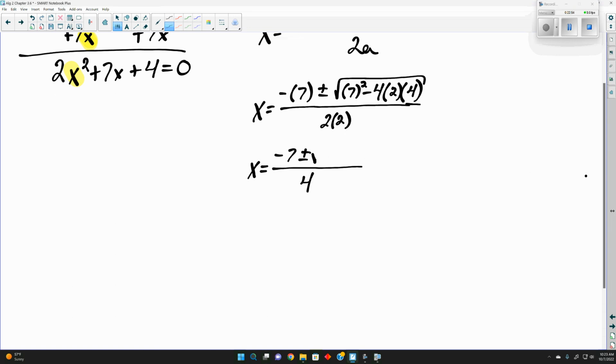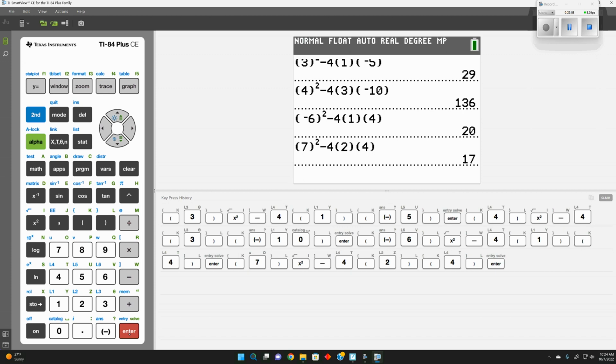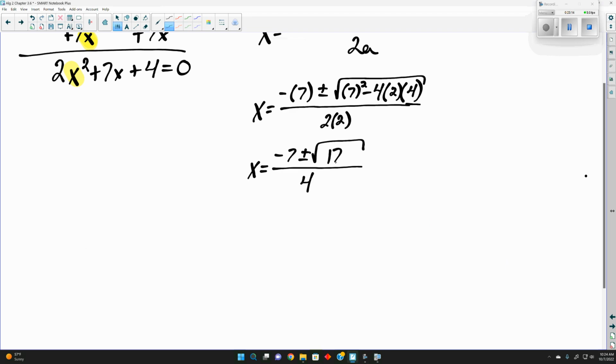And the next part is to simplify what's inside the radical. So our 7 squared minus 4 times 2 times 4, which gives us 17. Now we can plug the square root of 17 into the yellow calculator to see, does it reduce? Is there a term that we can pull out? Which there is not. So since there's only a 1 in front of the square root, this won't simplify. Also, 7 and 4 don't have a common factor to reduce. So that there's our answer.